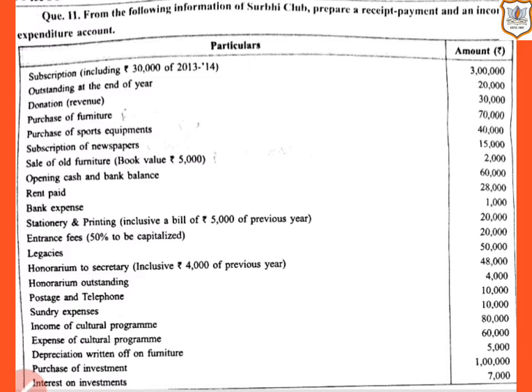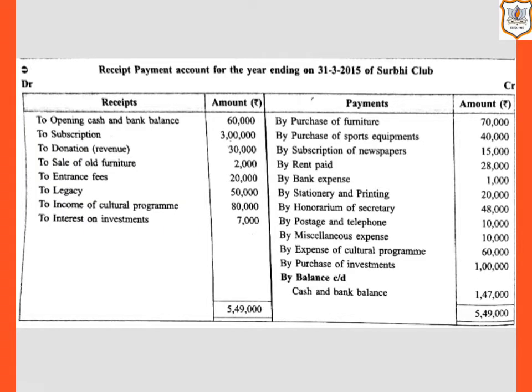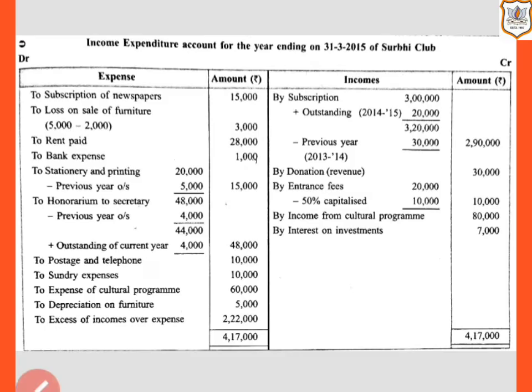So in the receipt and payment account, the full 3 lakh amount will be disclosed. Here on the receipt side, to subscription, the amount is 3 lakh as it is an income. So we will disclose it on the receipt side. And in the income and expenditure account, we will show it on the income side. Here it is. The amount of subscription is 3 lakh. Here we will add 20,000, that is the outstanding amount of the current year.